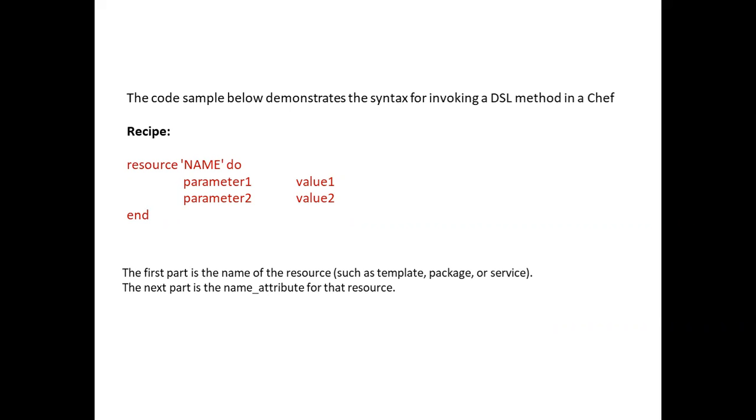The first part is the name of the resource, such as template, file, package, or service. The next part is the name of the attribute for that resource. You need to remember one thing: Chef has hundreds of resources, and each resource has its own attributes. So that's all we need to know. We need to know how many resources there are and what attributes each has, so that we can check whether it suits our requirement or not, and then fine tune it.